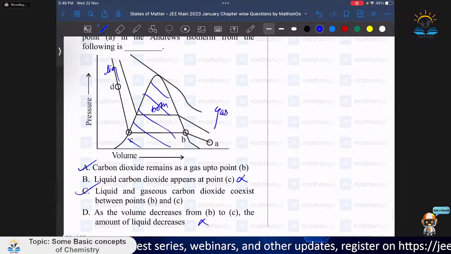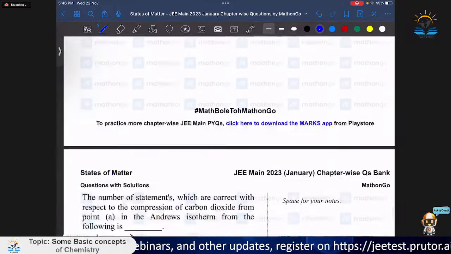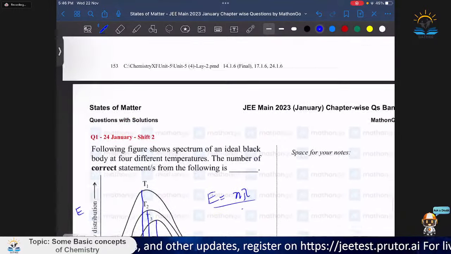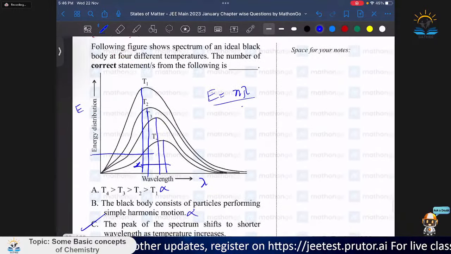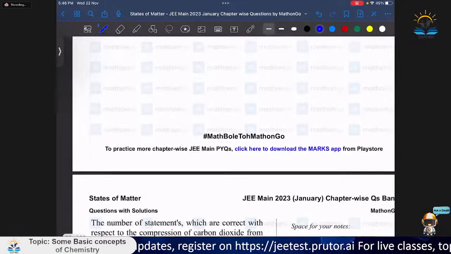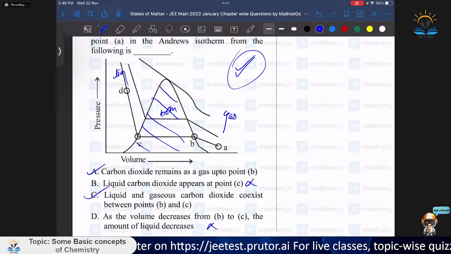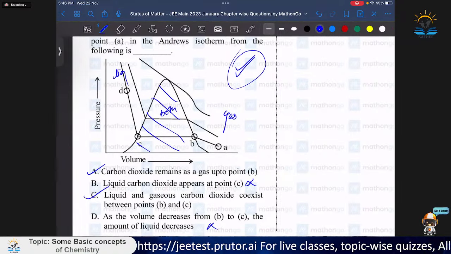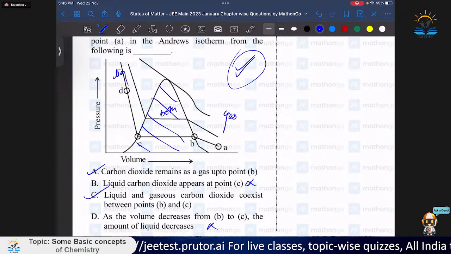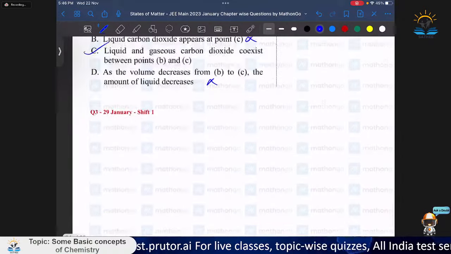So this Andrews isotherm is the only thing which is relevant in this chapter. I know this black body was a bit out of the box for you, but this will be taught in physics basically, so don't need to worry. You just need to take this back from the chapter. You should be thorough with this isotherm and its properties.